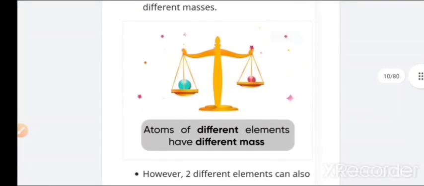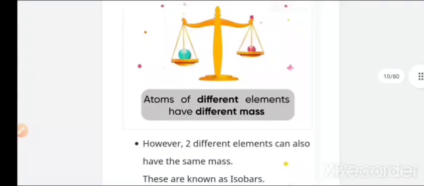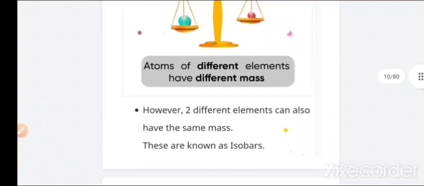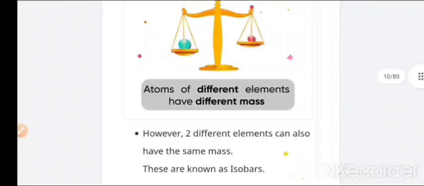This is known as isobar. That means elements having the same mass number but different atomic numbers. Different atomic numbers mean different elements having the same mass number also. These are known as isobars. Two different elements can have the same mass. These three are the drawbacks of Dalton's atomic theory. That means Dalton did not prove atoms clearly. Okay, these are the drawbacks of atomic theory.